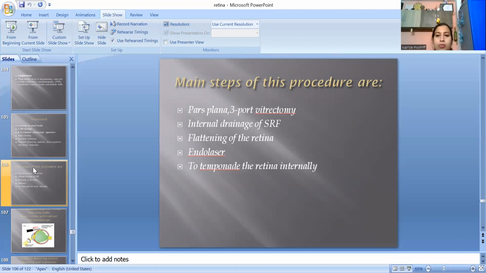So it consists of 3-port vitrectomy with internal drainage of subretinal fluid, flattening of the retina, apposition of the retina with sealing of the retina by endolaser, and then tamponade of the retina, internally by silicone oil or perfluorocarbon, and externally by band buckle or scleral buckle.